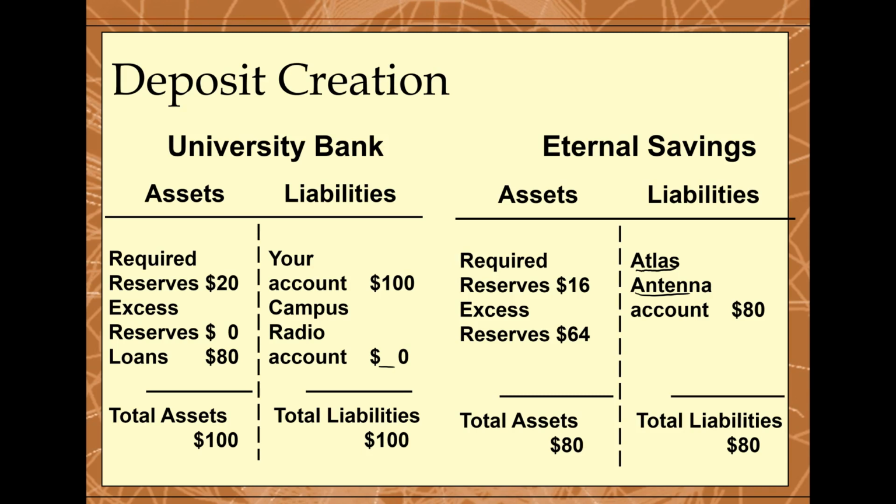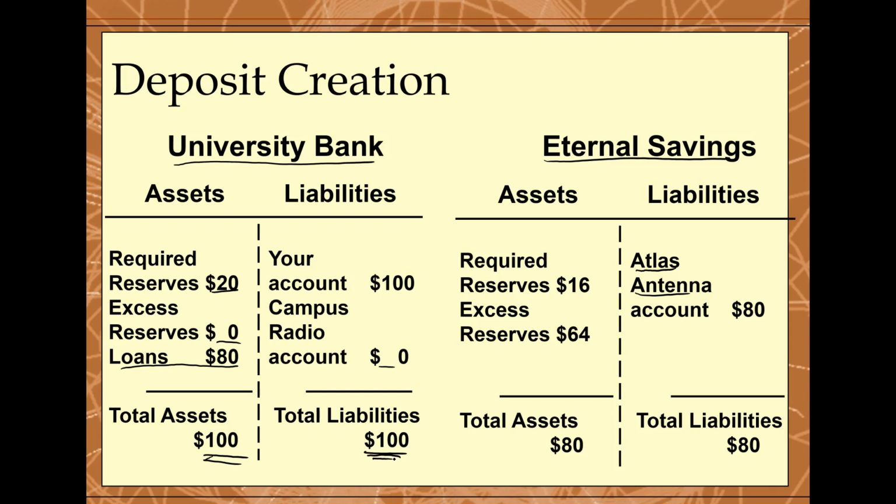Well, what if Atlas Antenna deposits that money in their own bank, Eternal Savings? Well, you could see what happens to University Bank. They have only $100 in deposits right now, right? 20% has to be kept in the form of required reserves. They've got another asset of $80, which is the loan that Campus Radio still owes to the bank. And you could see they have zero excess reserves, assets equal liabilities.